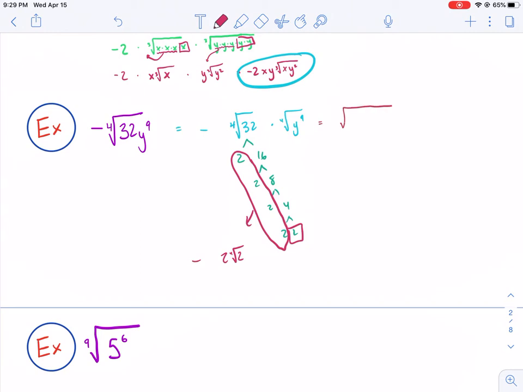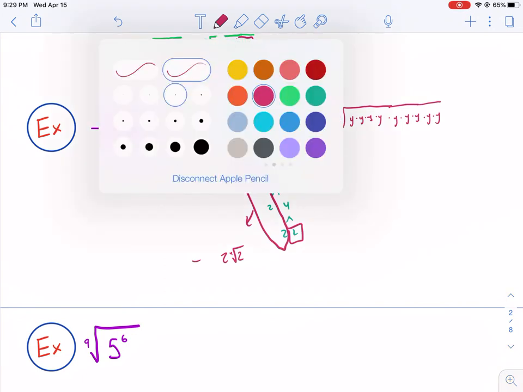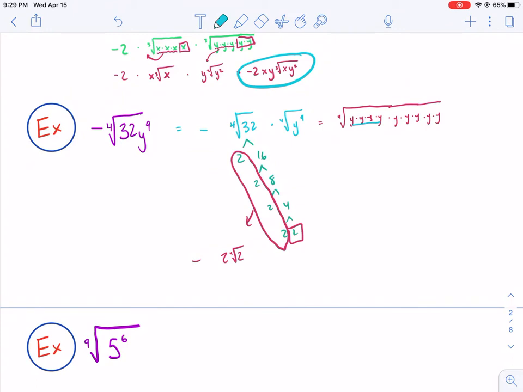Okay, I like doing it this way with the y's. So then we have y times y times y times y times y times y times y. 1, 2, 3, 4, 5, 6, 7, 8, 9. So you have 9 y's. 4 are going to be able to leave the house there, 4 together, and then we have 4 together there. So that means we're going to have 2 y's leave the house and only 1 stay home. So then we have y times y and then times the fourth root of y.